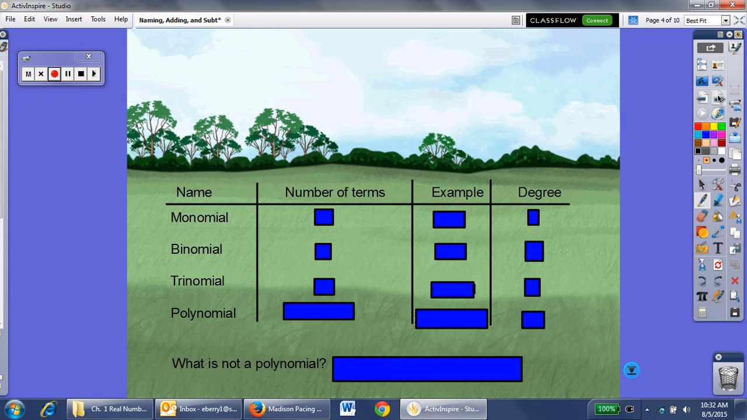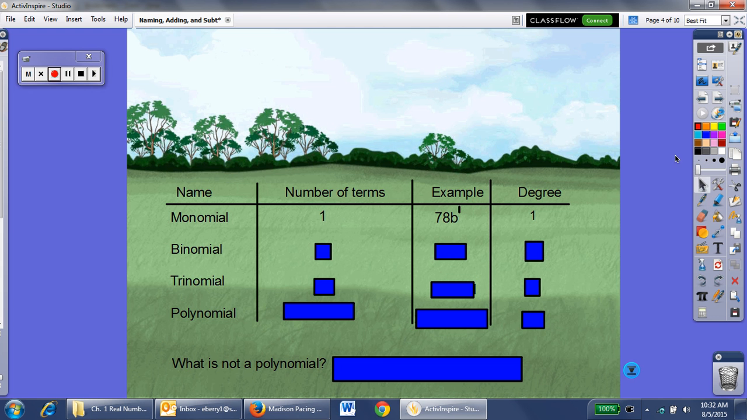Okay, so we're going to talk about the number of terms. We'll give an example, and we'll talk about the degree of each of these types of polynomials. So for a monomial, that means there is 1 term. An example would be 78b. That's 1 term. Everything is together here. And the degree, we look at the degree of the exponent, the highest exponent. Here, b is the variable. The exponent on it would just be a 1, which is invisible there.